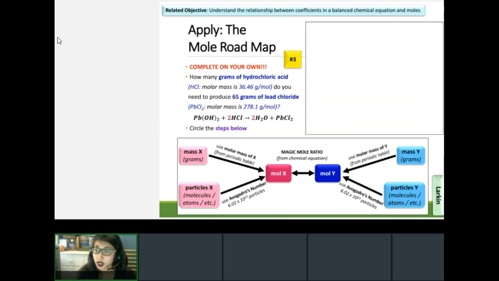So this is the one that you need to be able to do on your own. I'm going to help you set it up, but then you need to be able to finish it. So the question is, how many grams of hydrochloric acid are needed to produce 65 grams of lead chloride? Point for me on the board. What do we know?